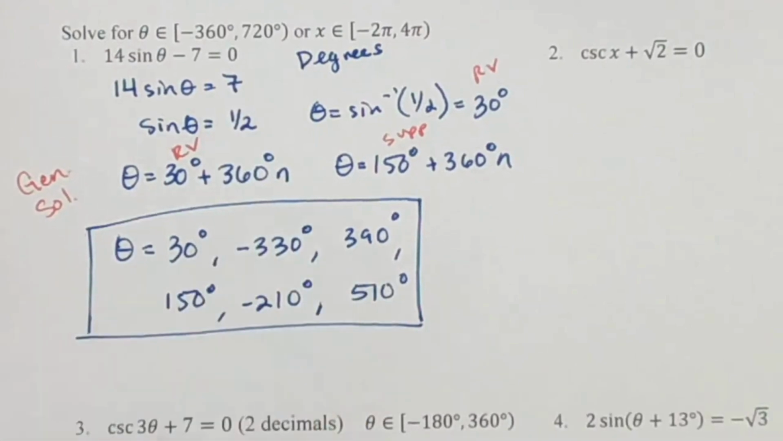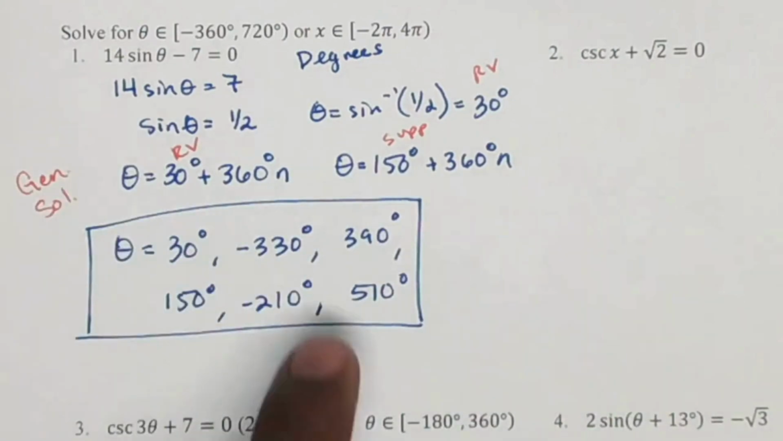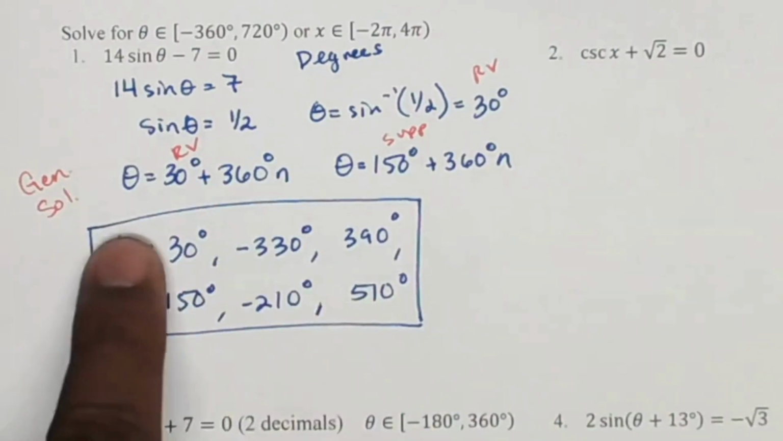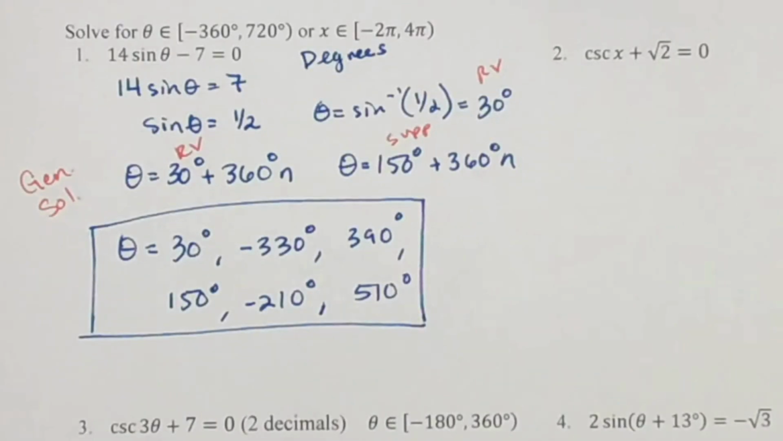So again, on your own, you could be adding and subtracting 360 to see why I stopped here and stopped here, as well as the negative ones there. Again, you can put these in any order. It doesn't really matter as long as all the solutions are there.